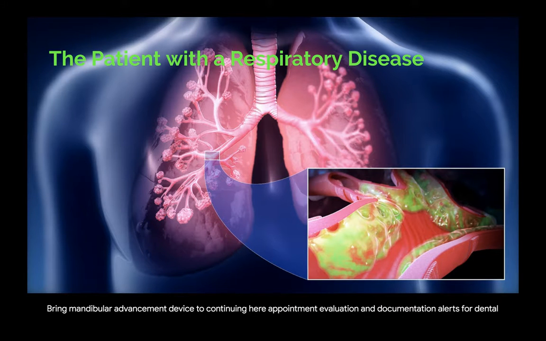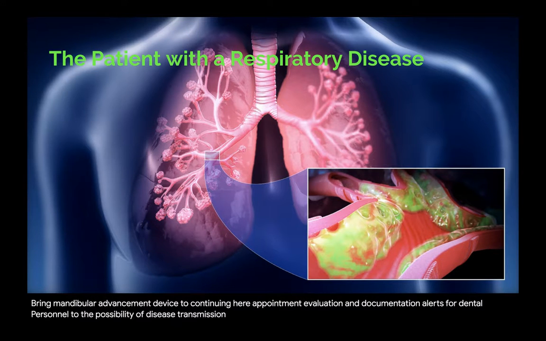Alerts for dental personnel to the possibility of disease transmission or medical emergency due to medical condition or an allergy.